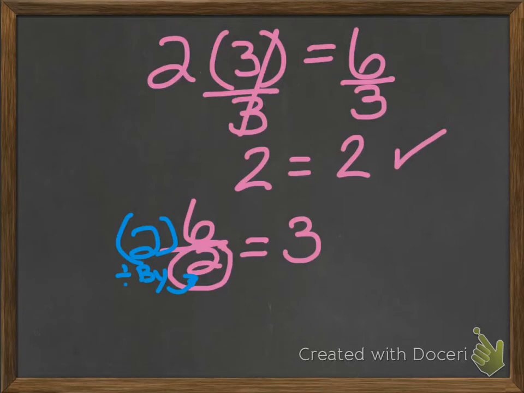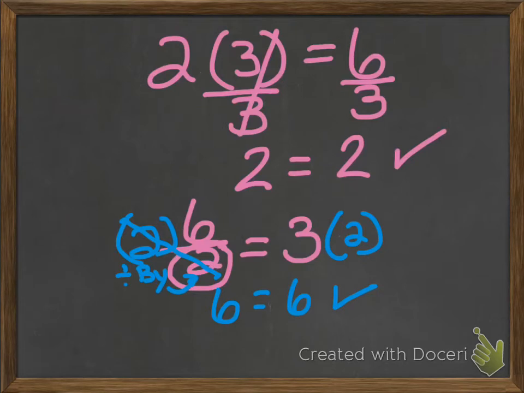Okay? Alright, so if I'm working this, if I have 2 times 6 divided by 2, well, the 2's cancel out, and I'm left with 6. So if I multiply it by 2 on this side, that means I have to do the same thing over here. And 3 times 2 is 6. So again, we're correct.